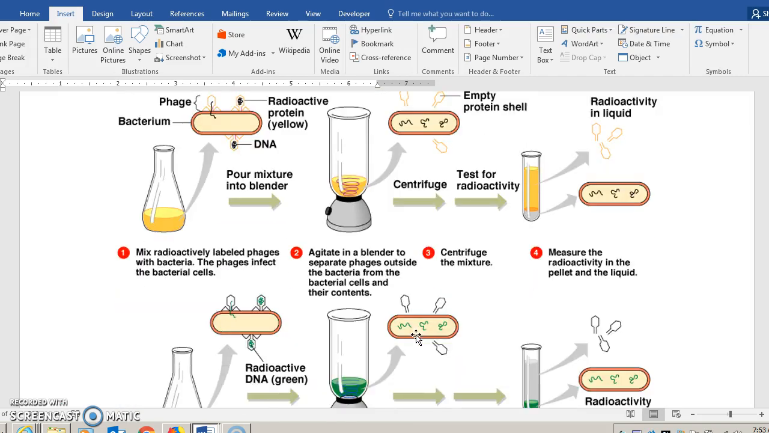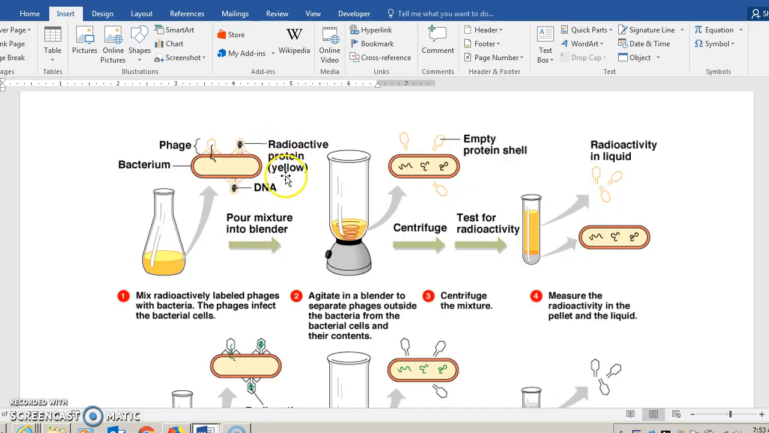With that information, then, they had broth that they grew bacteria in. They released the phage into this broth, gave them time to inject their genetic material, whatever it was. At this time, they weren't sure. Then they put them in a blender and shook off whatever was on the outside of the bacterial cells.